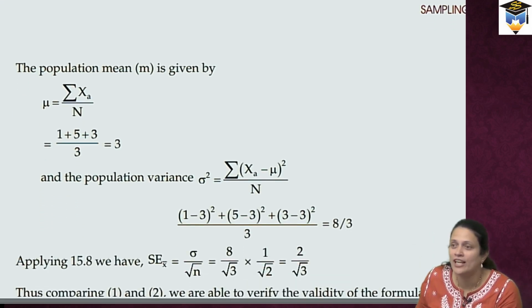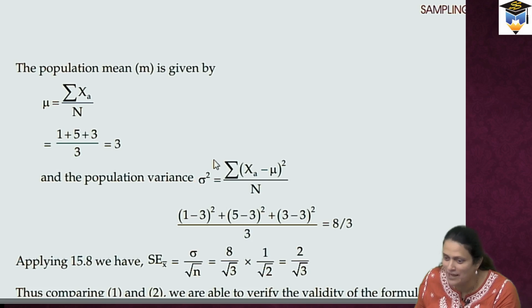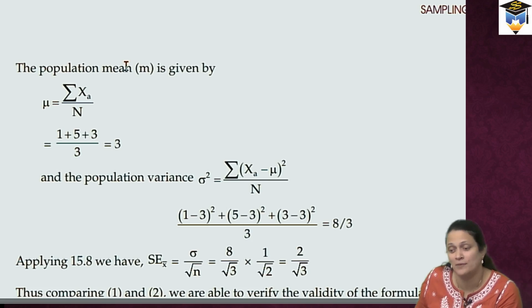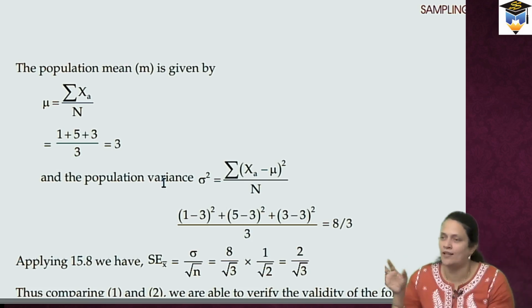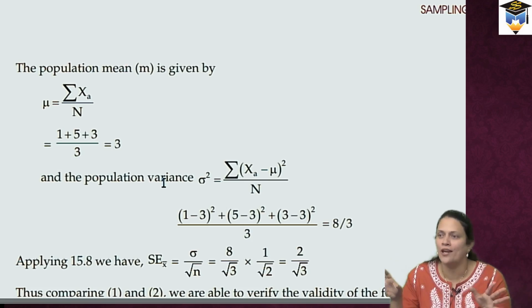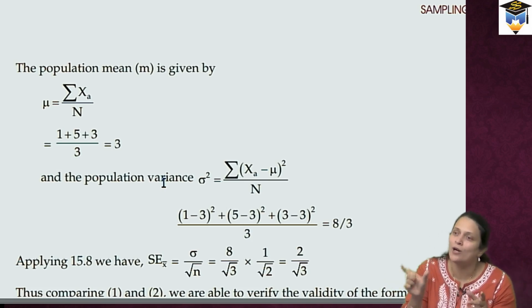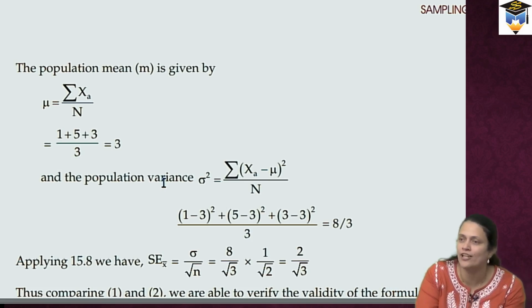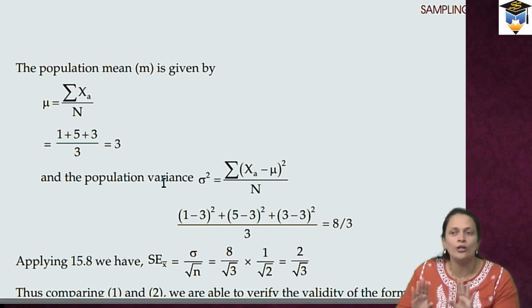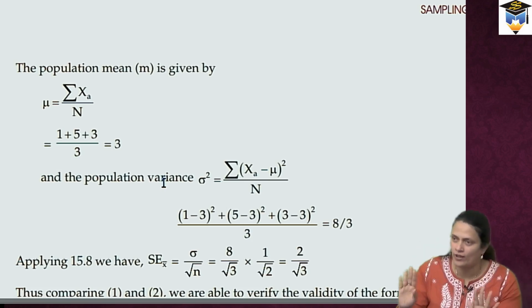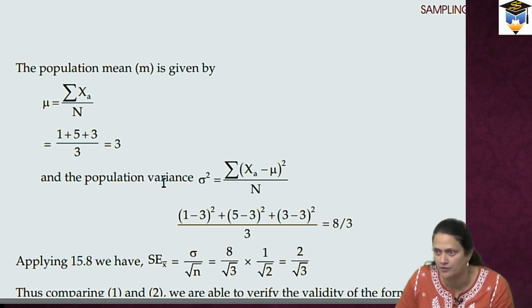And population variance, look here Atharva, sigma square, it is called small sigma, population variance. Now I know that right now you do not understand what is mean and what is variance, which is okay. In the next chapter we are going to study how to find out population variance and population mean. So don't worry if you don't understand it right now. Okay, I'm going to explain it in the next chapter.